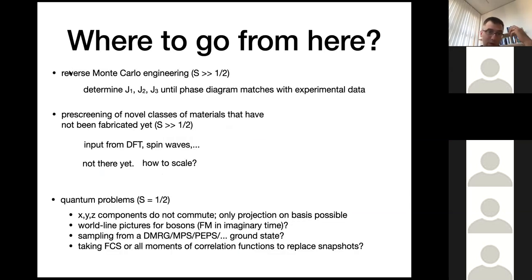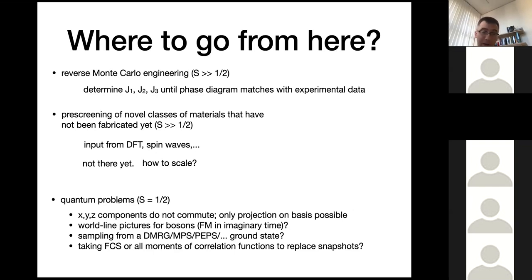All right, what else could we do? So we could do reverse Monte Carlo engineering. If you want to figure out a microscopic model, then in principle, the approach outlined here can be used in such a way that you play around with parameters J1, J2, J3. You keep varying them until the phase diagram matches the experiment. It should be possible, however, not easy. Even more challenging would be to pre-screen novel classes of materials that have not been fabricated yet, assuming classical physics is appropriate, so spin must be high. That would be very interesting. If you could scan over 5-6 parameters and know in advance where something interesting is happening, and then convince experimentalists that this is a material they should build, that would be very interesting, but we still have to make a couple of steps before we can do projects of this type.